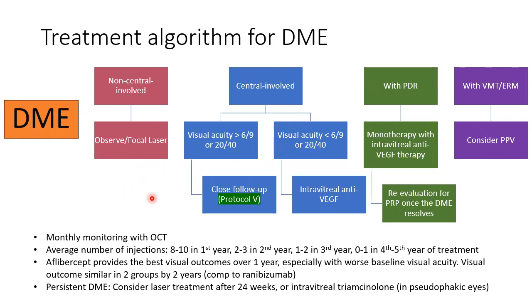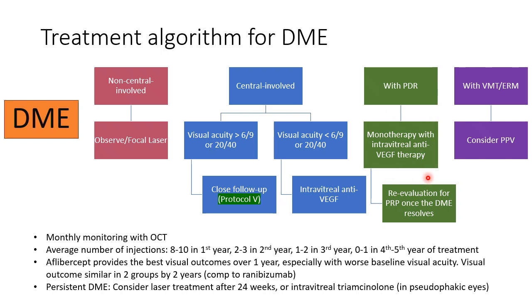Focal lasers are rare. Then coming on to center involved, once the diabetic macular edema is center involved, you look at the visual acuity. If it is good, close follow-up, protocol V, right? Or poor visual acuity, intravitreal anti-VEGF. There is no thinking about it. Intravitreal anti-VEGF for center involved DME with visual acuity poorer than 6/9. This is a no-brainer, okay? Just inject. Then with PDR, one can do monotherapy with intravitreal anti-VEGF.